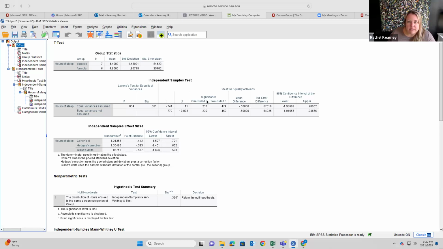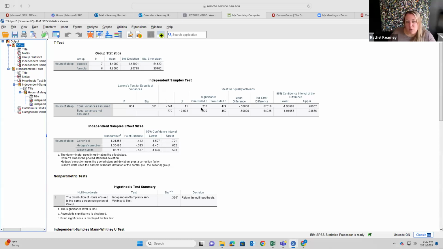So let's say we decided our hypothesis was we just thought there would be a difference between the groups. Then we would use that p equals 0.46, if we're rounding. You would decide if this difference is significant by determining whether it's less than or greater than 0.05. And this is greater than 0.05, and therefore there is no difference between the groups.